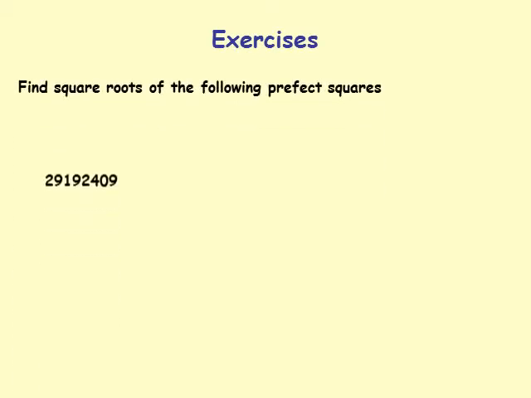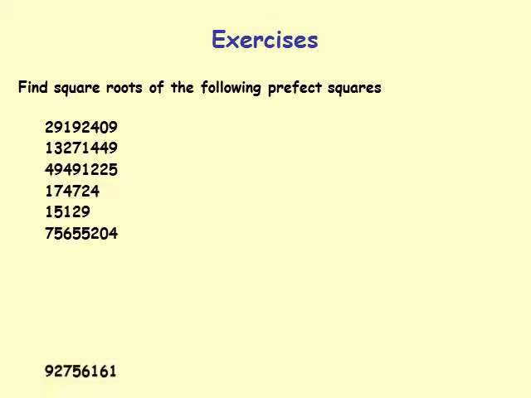Exercises. Okay, so we can do some exercises here. Find the square root of the following perfect squares. Note that any number in here you can assume is a perfect square. First number is 29192409. Next is 13271449. Next, 49491225. Next, 174724, and some more.